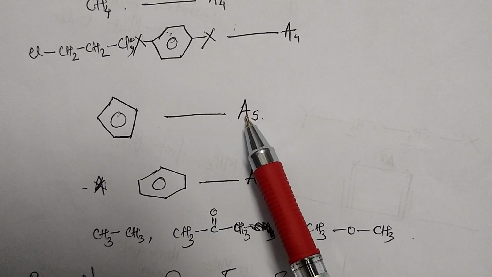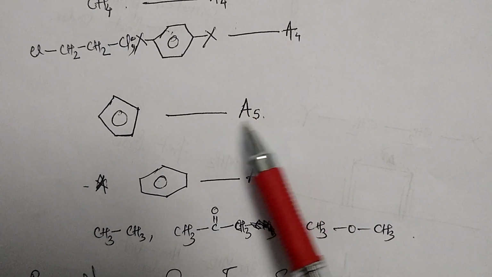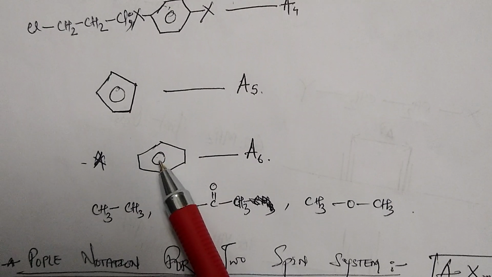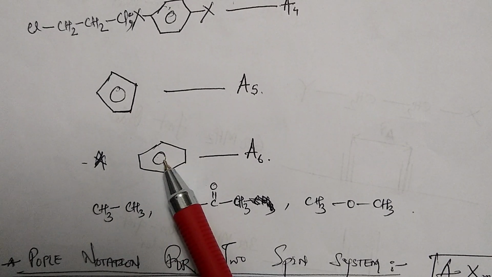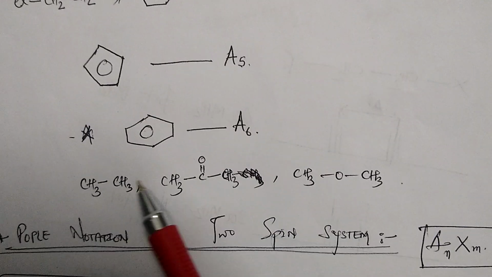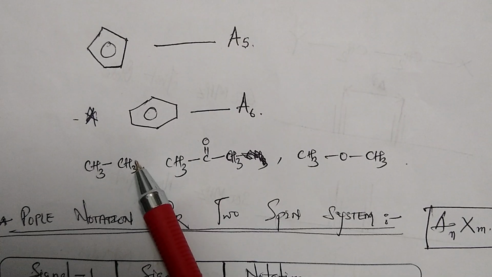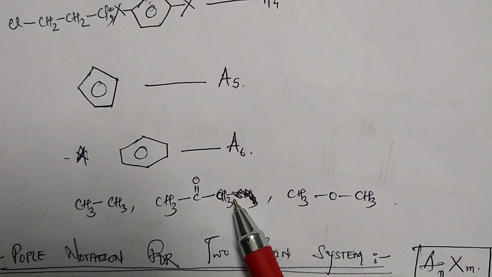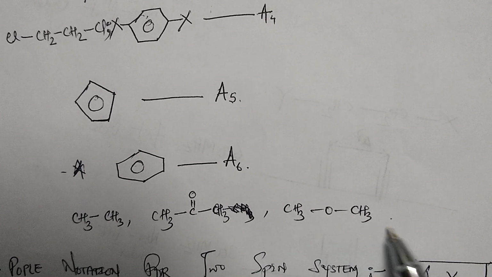And if we take the examples for A5, it will be this pentagonal ring over there, and for the benzene ring, that is A6. And likewise for A6 we have other examples: CH3, CH3, CH3, CO, CH3, likewise CH3O, CH3.